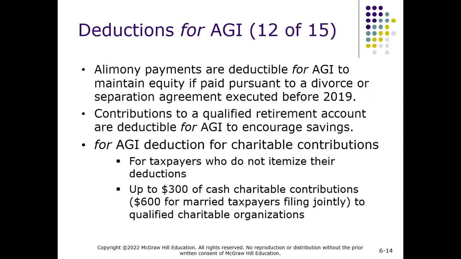For certain divorces, alimony payments are deductible. So if you already learned about how we know if something's alimony. If you paid alimony on a separation or divorce agreement that was executed before 2019, but you paid those amounts in 2021, you may be eligible to deduct them as a for adjusted gross income deduction, and that would be done on line 18A.